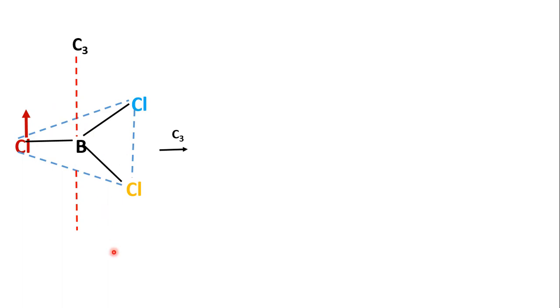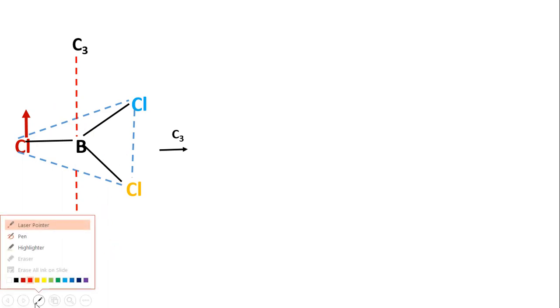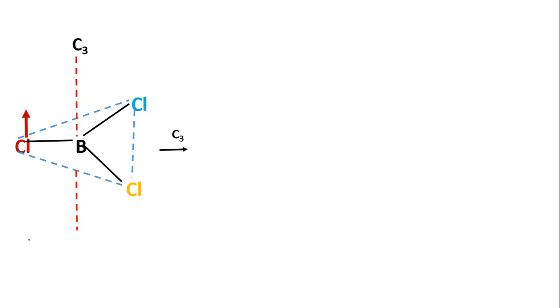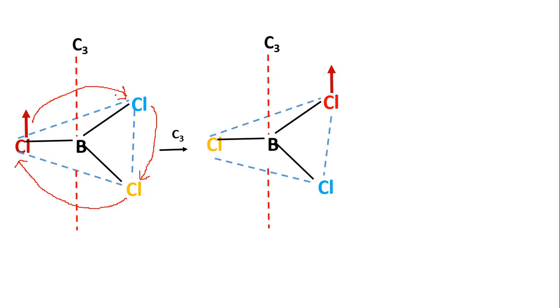When the operation C3 is performed, the rotation by 120 degrees leads to shifting of this blue chlorine atom to the place where there is a yellow chlorine atom initially, shifting of the yellow chlorine atom to the place where we have a brown chlorine atom initially, and shifting of this brown chlorine atom to the place where we have a blue chlorine atom initially. And what we get is something like this.